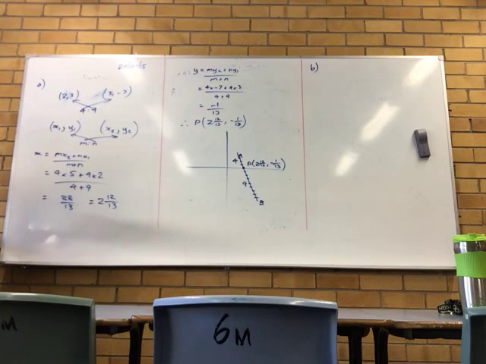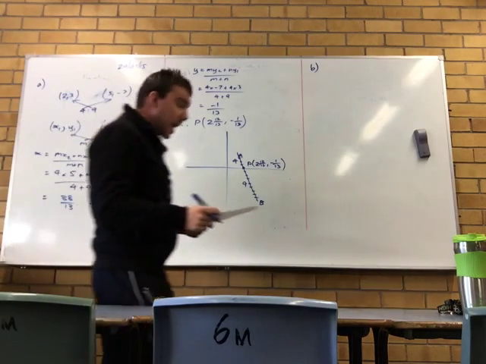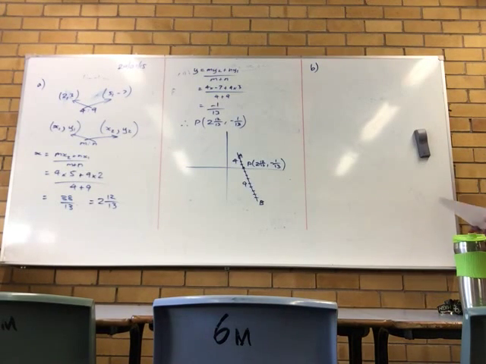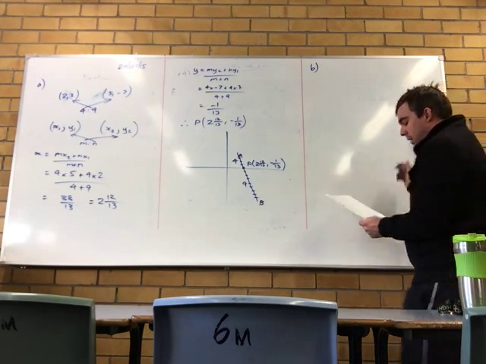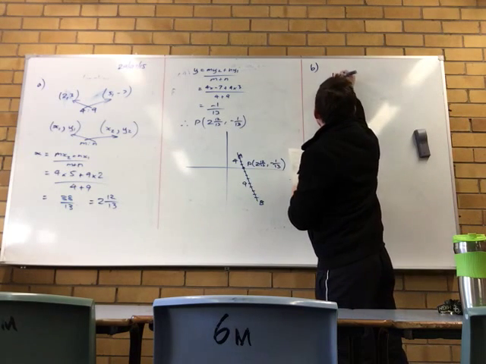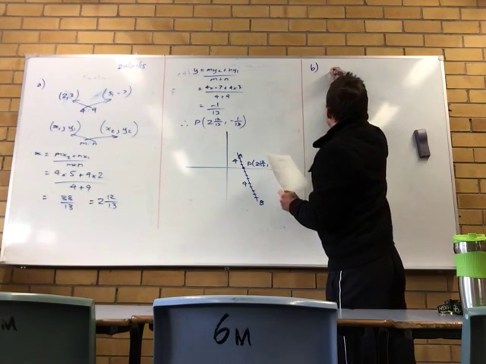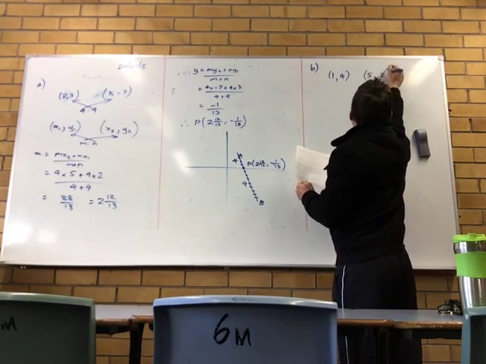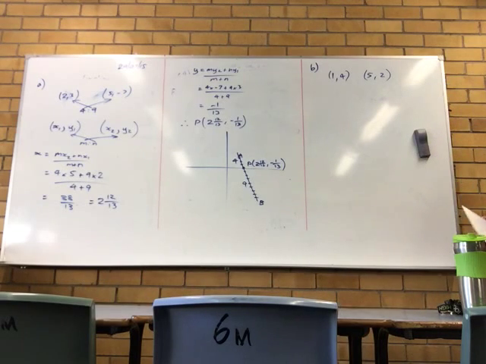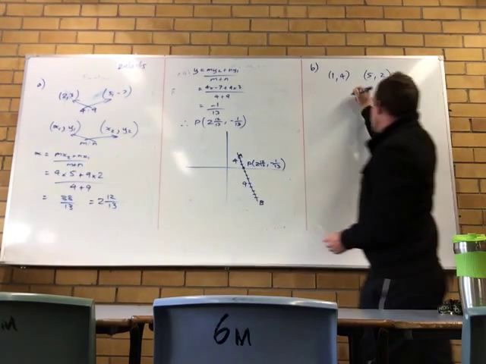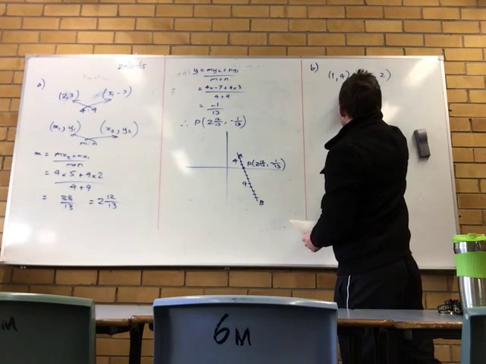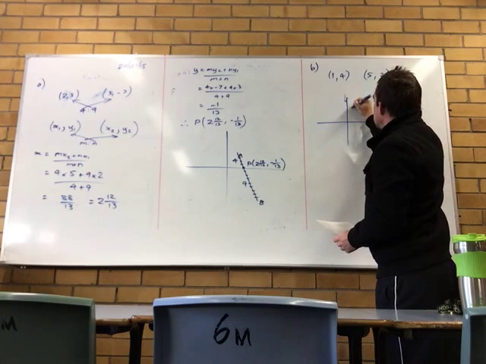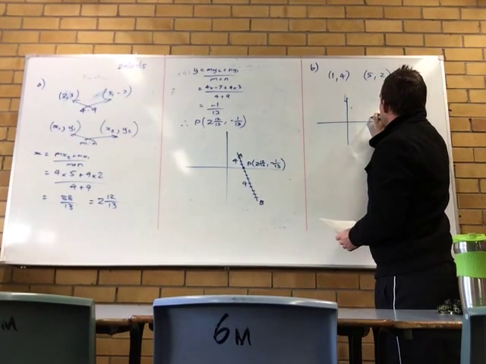Find the coordinates of the point P(x, y) which divides interval AB externally in the ratio 1 to 3, with A at (1, 4) and B at (5, 2). Just do a quick sketch before we continue on this question, and leave your space for the ratio. So, (1, 4) and (5, 2).